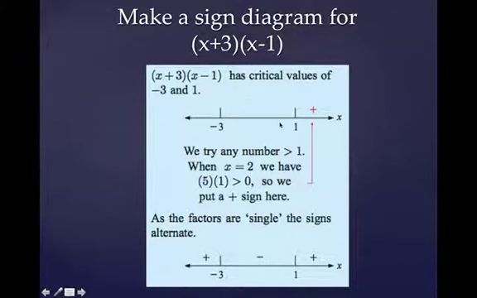A number in between here, 0, is an easy one. If you substitute 0 in here, you get 3 times -1. That's a negative number, so you know that there's a negative sign that goes here. And then finally, any number that's less than -3, so -4, for example, substituted in here, gives -1 times another negative. A negative times a negative is a positive, so we put a plus sign here. So you can actually take sample points to figure out whether the graph is above or below the x-axis, and then put the signs in.